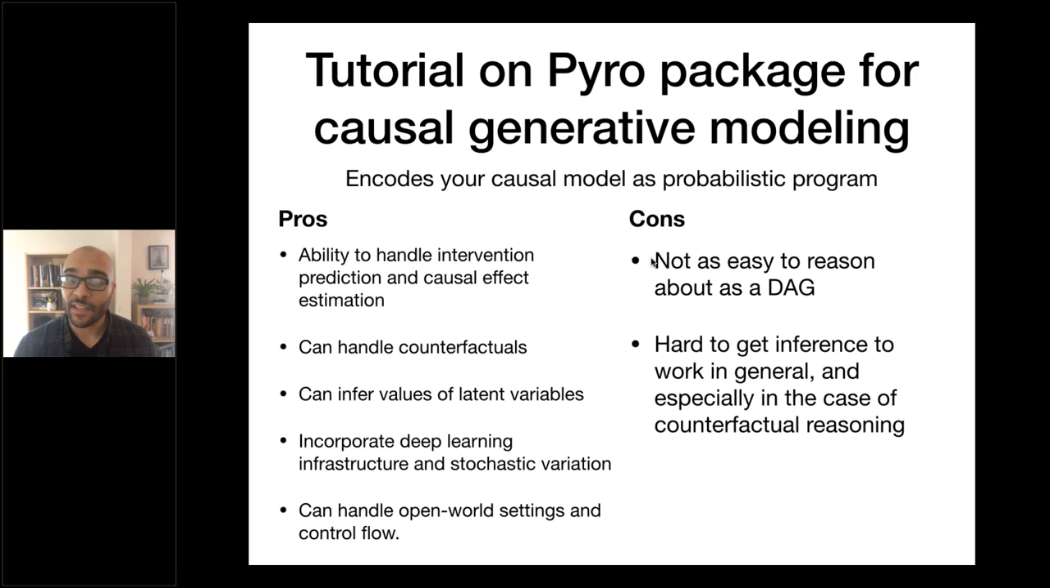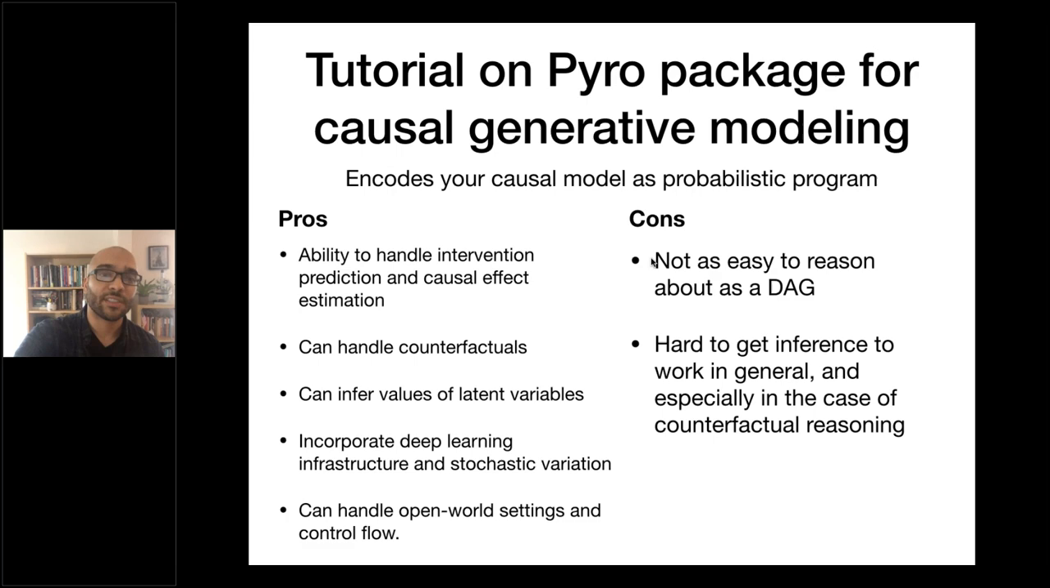It's not as easy if you don't have a closed number of variables. If you are using control flow, it's harder to reason about. It's tough to debug. It's hard to get inference to work in these models in general, and that's an ongoing problem of generative machine learning. It's not specific to causal inference, but assuming that you can get your inference algorithm to work, you're golden.